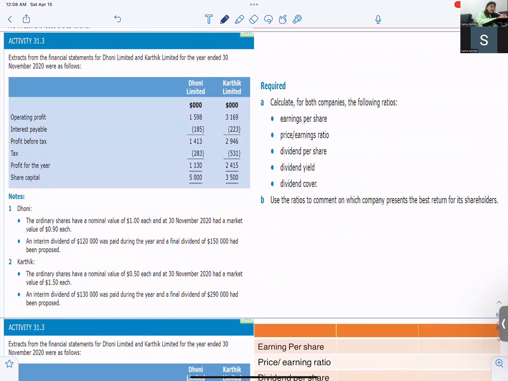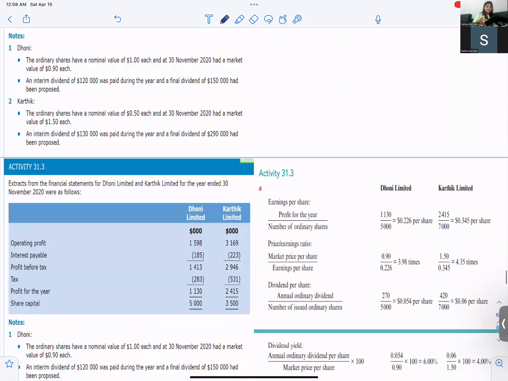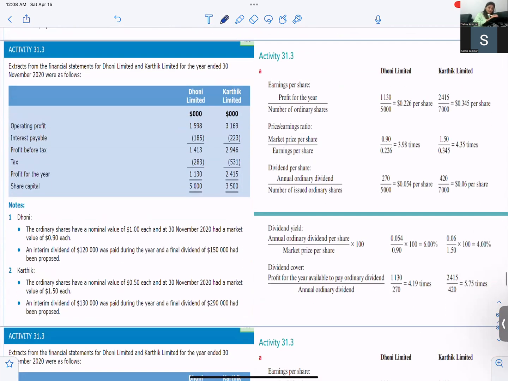Now you will do the same thing for this activity. You will calculate the earning per share, price earning ratio, dividend per share, dividend yield, and dividend cover. Then you are going to comment on which company presents a better return for its shareholders. Pause the video for some time, calculate it, then you will check your answers from here.